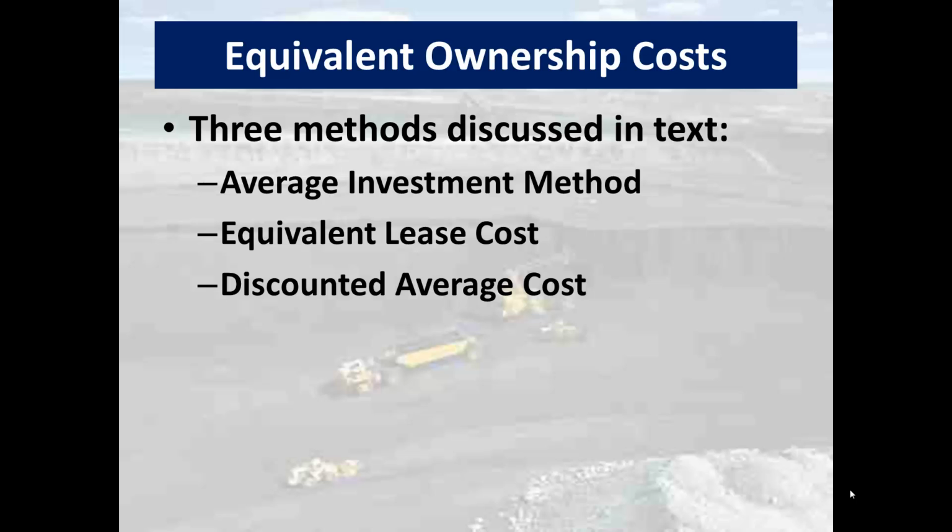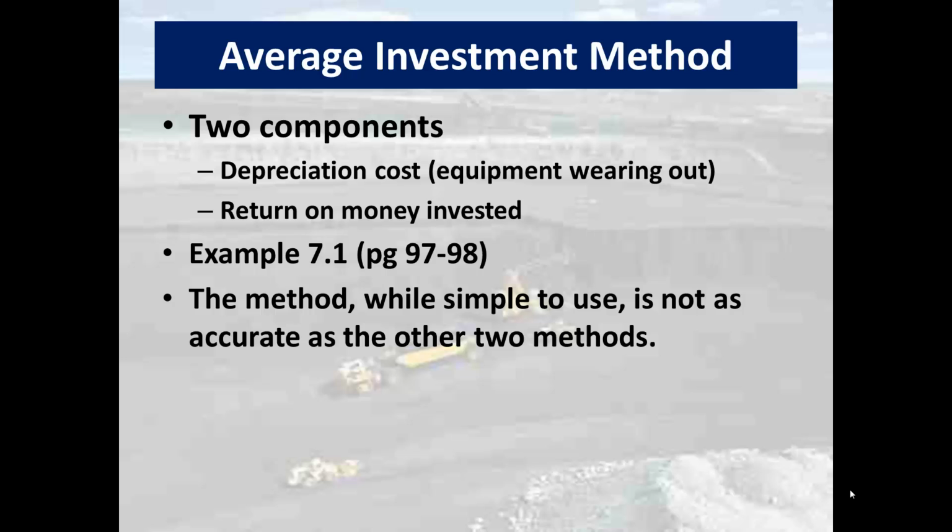Okay, so now we will cover the three methods used to figure out the hourly ownership costs of equipment. The first method, the average investment, is used by many equipment suppliers. It has the advantage that the calculations are very simple, but it's also fairly imprecise.